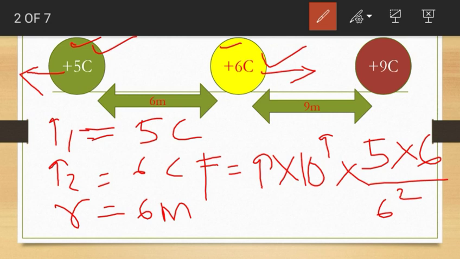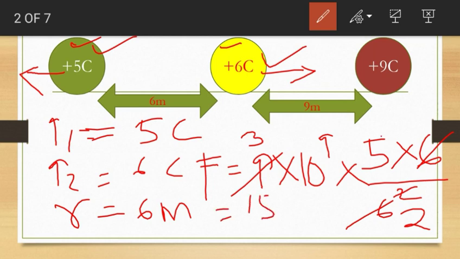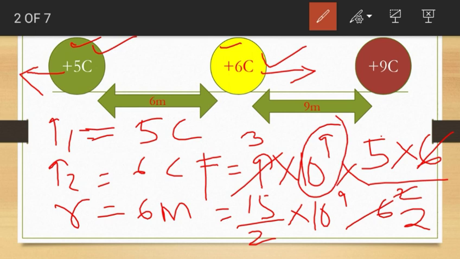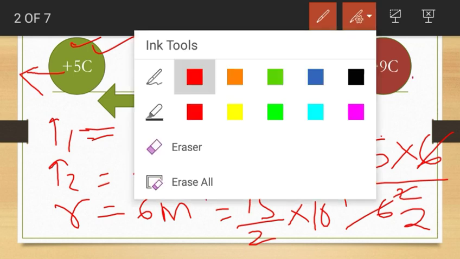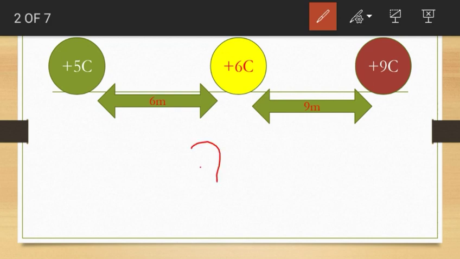So one of the 6 will be cancelled by this 6. Then 3 into 2 is 6, and 3 into 3 is 9. Now we are left with 3 into 5, that is equal to 15, divided by 2, into 10 to the power 9, 10 to the power 9 as it is. So 15 by 2 into 10 to the power 9, 15 by 2 is 7.5, so this is 7.5 into 10 to the power 9.